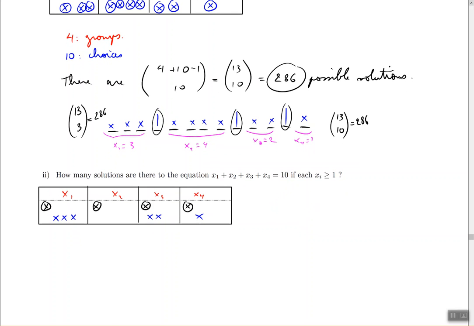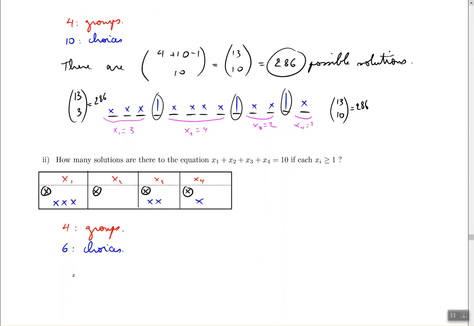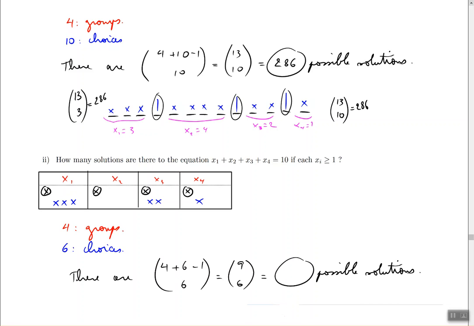So again, the number of groups hasn't changed. I still have 4 groups in total, the x1, x2, and so on. But what's changed this time is the number of darts available, or the number of choices I gotta make. I can only make 6 choices this time. So how many possible solutions are there? There are basically 4 plus 6 minus 1, choose 6 possible solutions. This is going to be 9, choose 6, which, let's put in a calculator. It gives us pretty much 84. Okay, so 84 possible solutions.